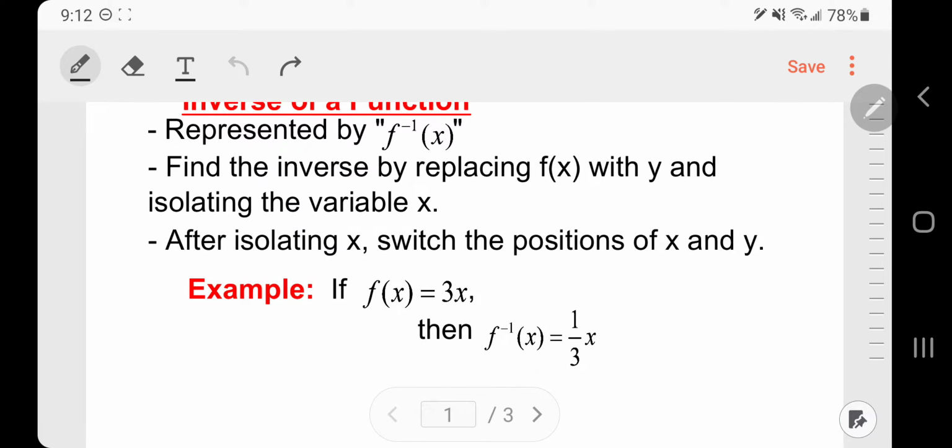Okay, we see an example of an inverse down here. If f of x is equal to 3x, then the inverse of that function would be 1/3 x. Just like when we talk about inverse operations, that's exactly what we're looking for. Here's pretty much the inverse operation of our function. So here we have multiplied by 3. Here it's almost like dividing by 3. All right, let's take a look at an example of how to do one.